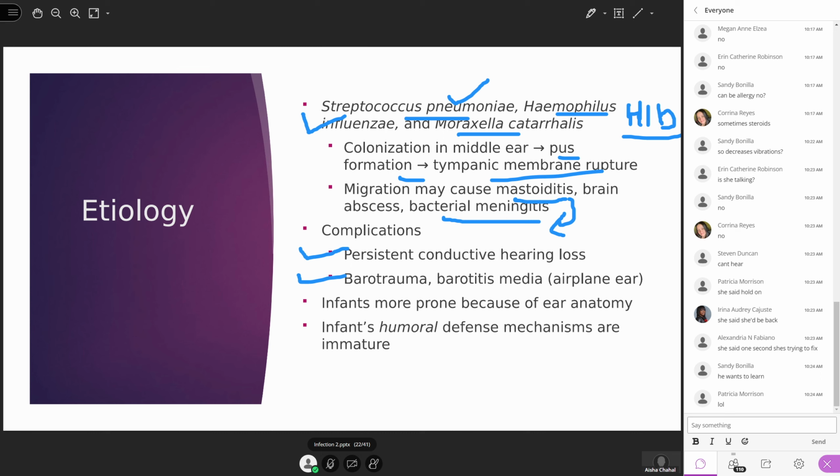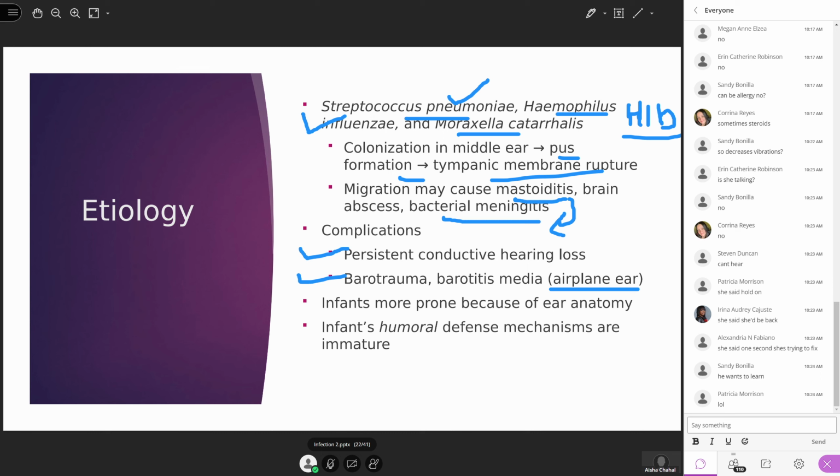This is the airplane ear, where the equilibrium between the outer air going from the mouth into the eustachian tube and the air going from the external ear to the eustachian tube, that is how the equilibrium is maintained. That is disrupted. That is barotitis media. These are the complications that can happen.